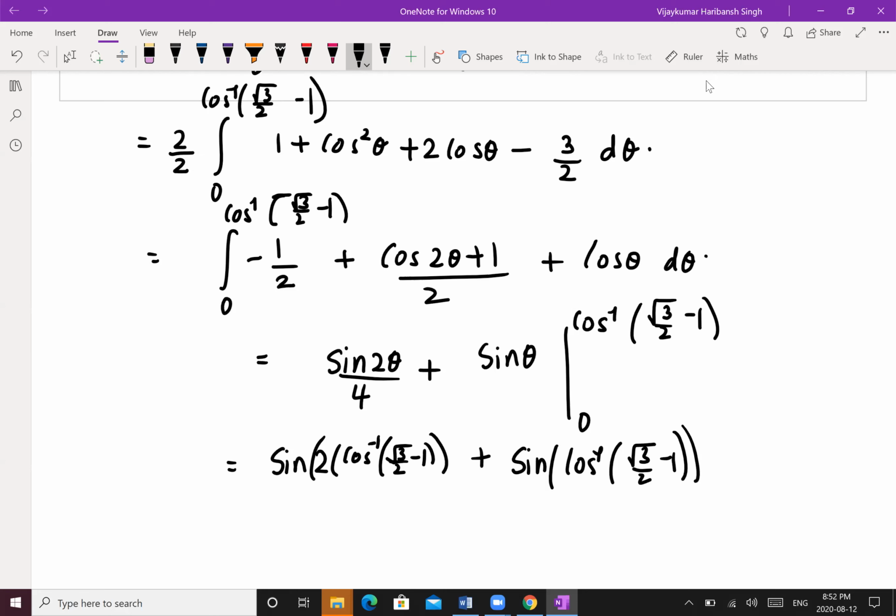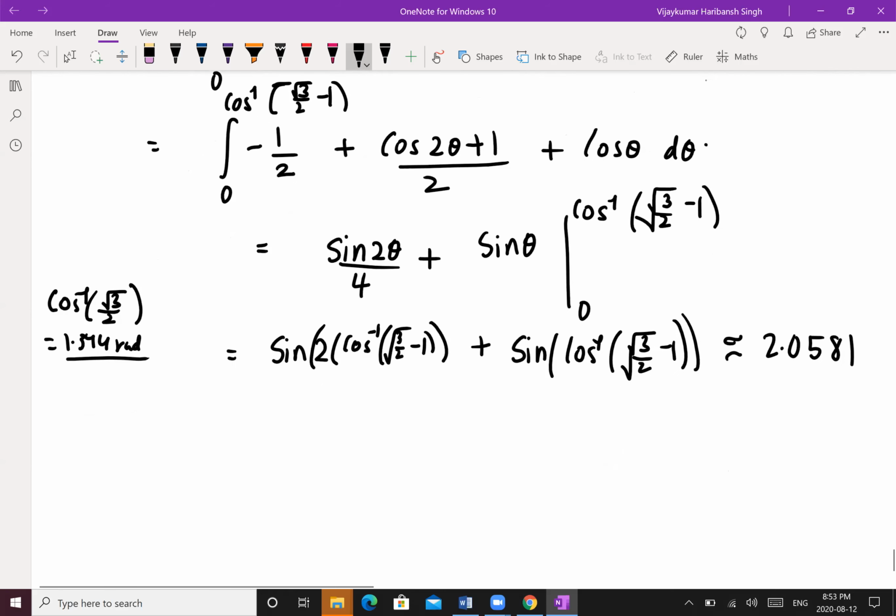If you use your calculator, the answer turns out to be 2.0581, because all you have to do is compute cos inverse. So cos inverse of root 3 by 2 minus 1 is 1.344 radians. So that's one way of dealing with this problem.